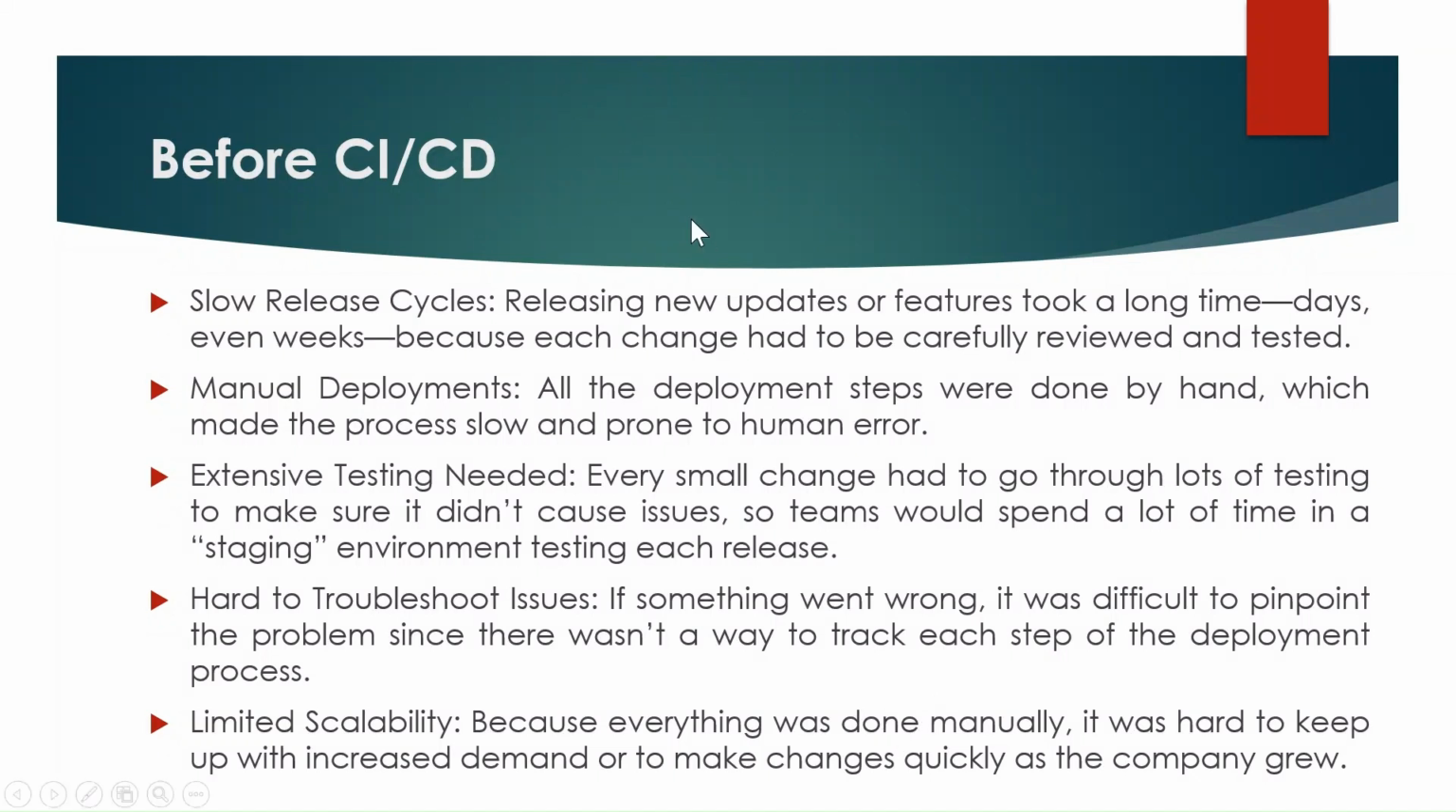Hard to troubleshoot issues. If something went wrong, it was difficult to point out the problem since there wasn't a way to track each step of the deployment process. Next one is limited scalability. Because everything was done manually, it was hard to keep up with increased demand or to make changes quickly as the company grew.